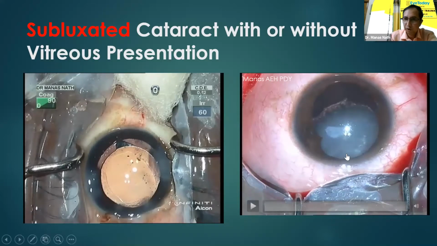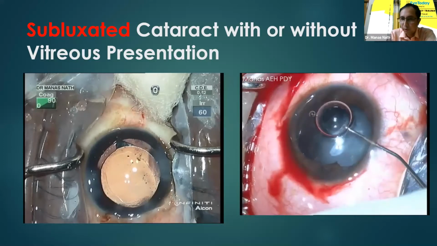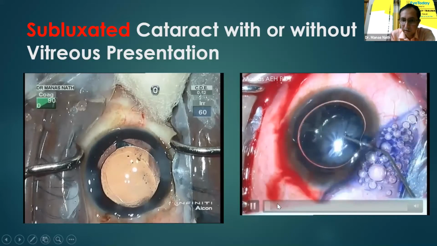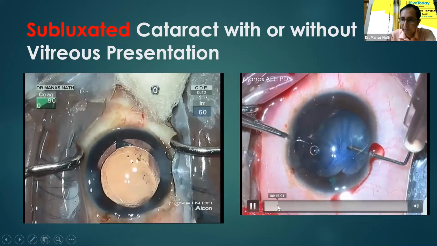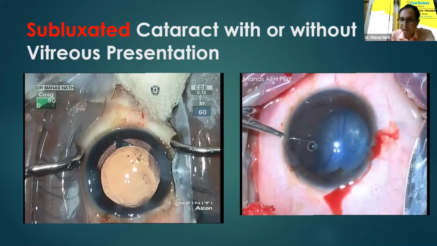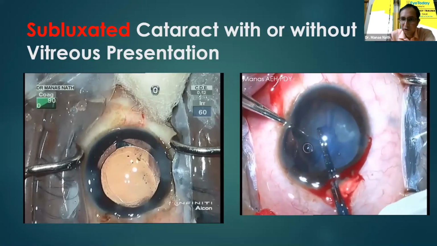Next is the case of zonular dehiscence of around 6 o'clock hour. You can see that the cataract is near mature with a dense anterior capsular fibrosis as well. I am starting by staining the capsule for better visualization, and then starting my capsulorhexis from a relatively normal area and continuing with the capsulorhexis forceps.